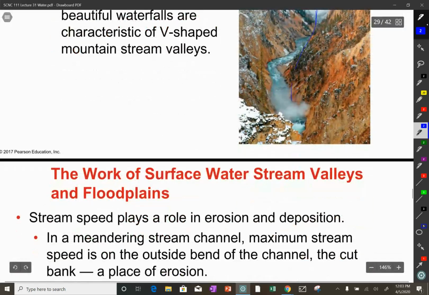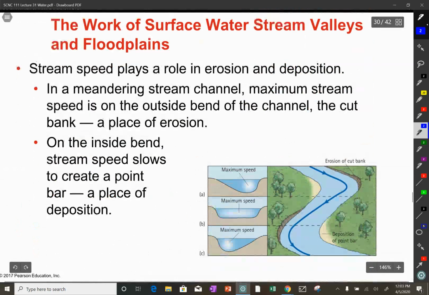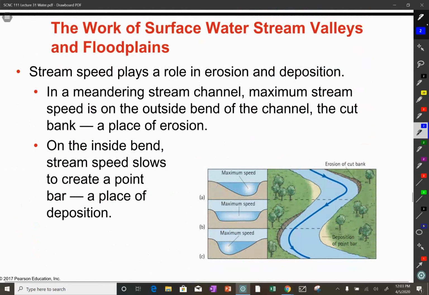canyons. And now we come back to the picture about erosion. So it's the same picture as before, but before we were just talking about the speed. Now we're talking about what happens with the speed. If you have the fast moving water, it erodes. So you have erosion here because of fast water. Where it's slow, you have deposition because slow water can't hold as much.